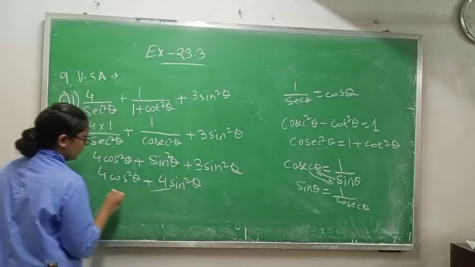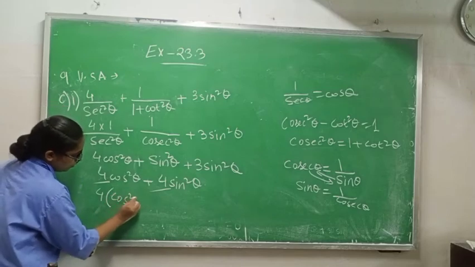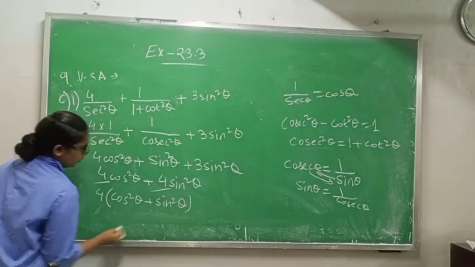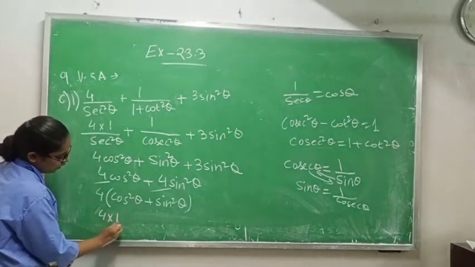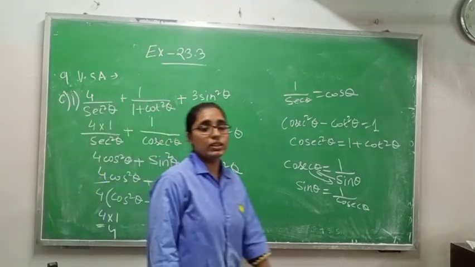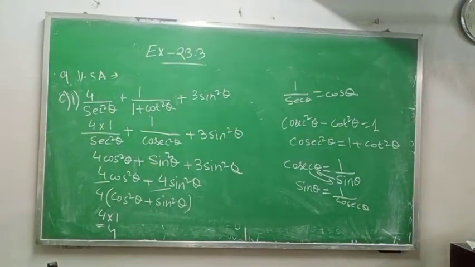Now what is common? 4 is common, you can write 4 common, and you can write cos square theta plus sin square theta. And you know that sin square theta plus cos square theta equals 1. So 4 into 1, you will get 4 as the answer. So in the blank, what will you write? Answer 4. Okay. Complete this one.